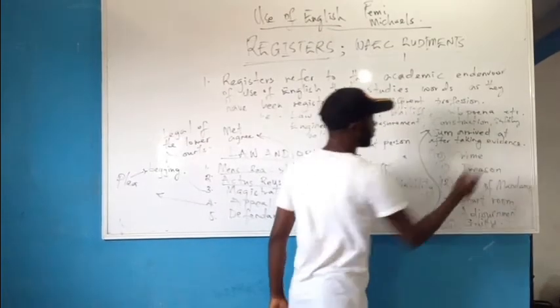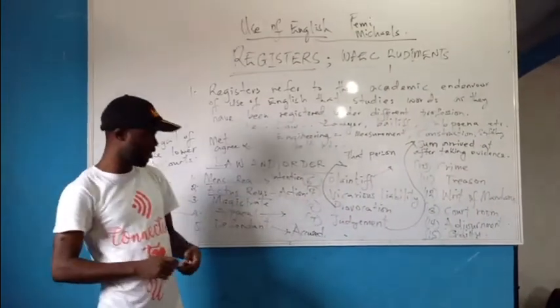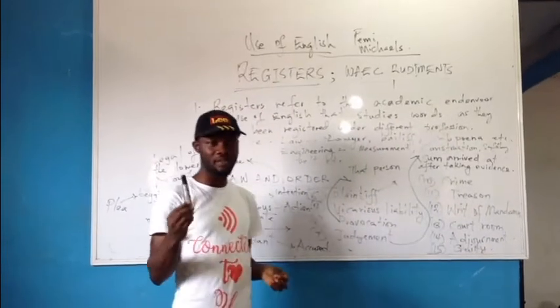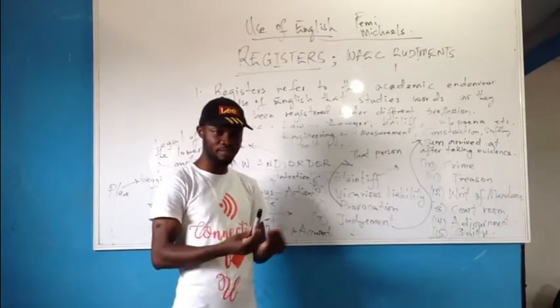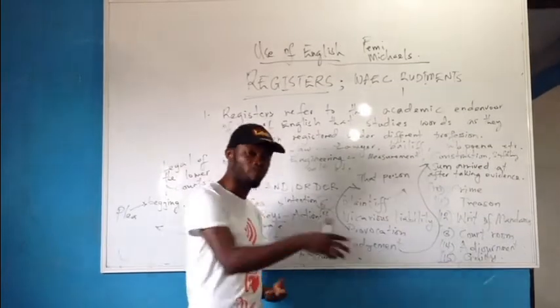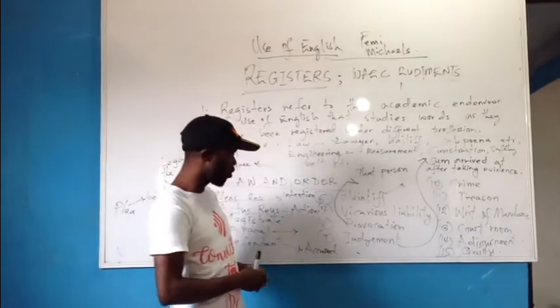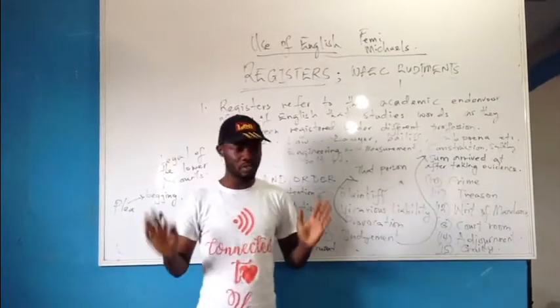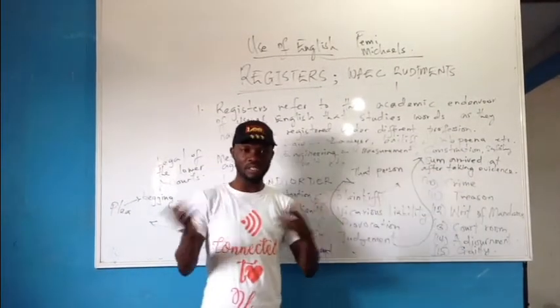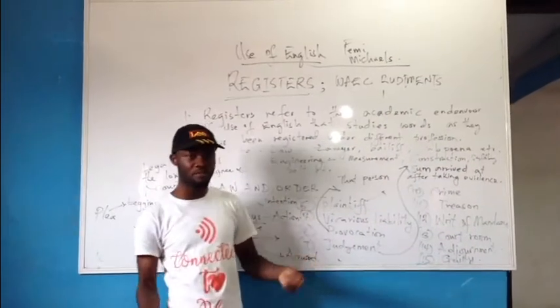After taking evidence. So, what is evidence? Evidence is that thing that is material. It's something that we can see, that can be used to prove that someone is guilty or someone is what? Innocent. So, evidence. After taking evidence, a judgment can either be positive or negative.